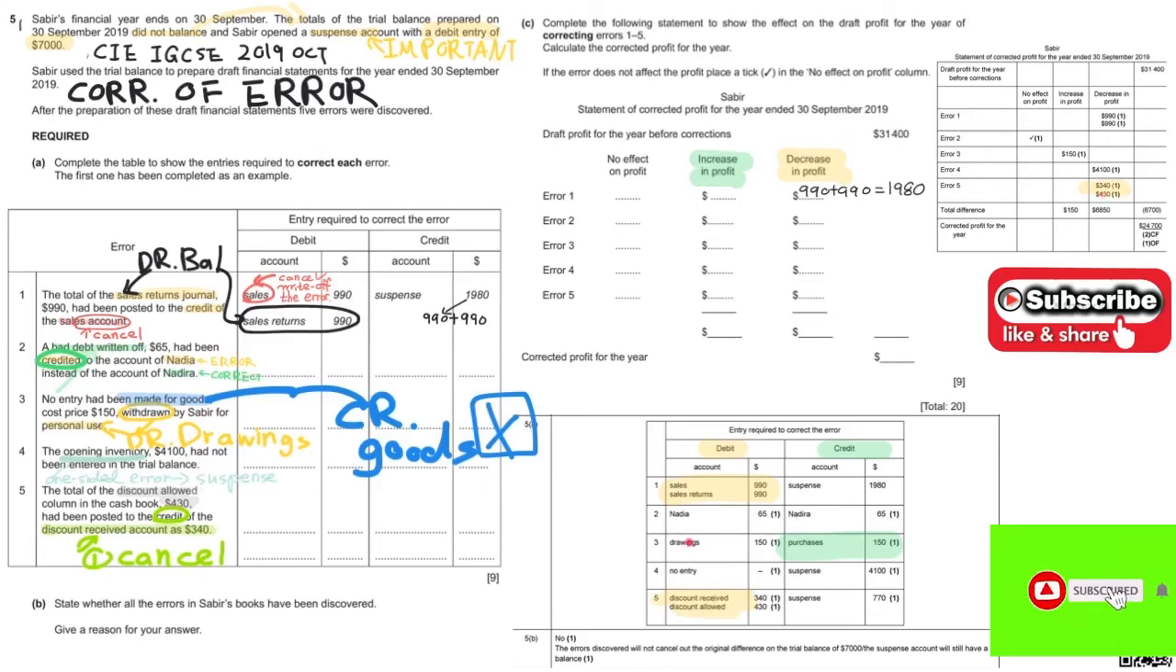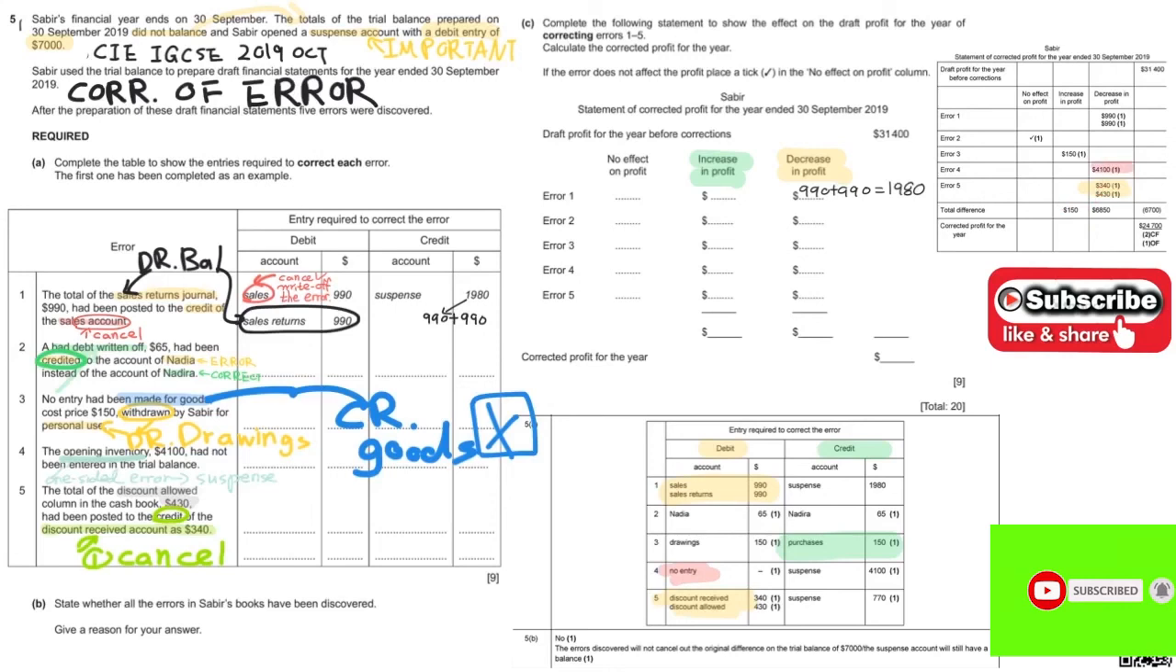But I would like to take a look at number 4. Number 4, this one is very important. So I would like to use a red pen to highlight this one. So as you can see from the answer, this one is about an increase in profit of 4100.